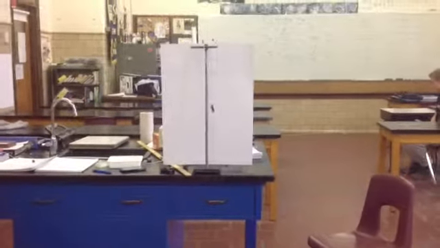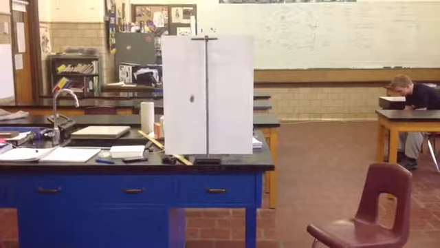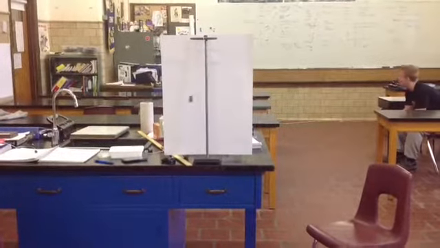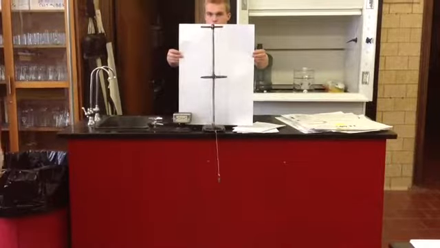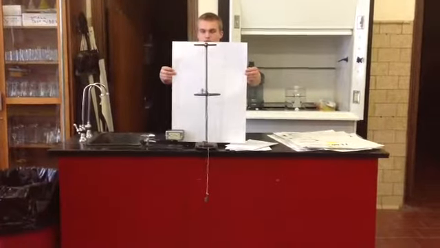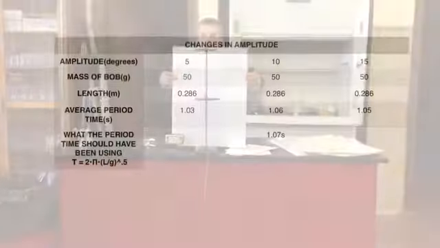The second was dropped from 10 degrees and it had a period of 1.06 seconds. The last pendulum was dropped from its max point of 15 degrees and had a period of 1.05 seconds. These numbers have no correlation, so we concluded that dropping a pendulum from different amplitudes doesn't affect its period time.